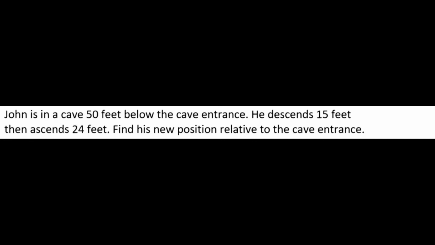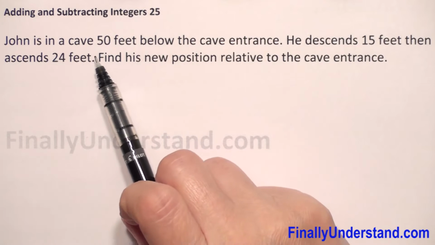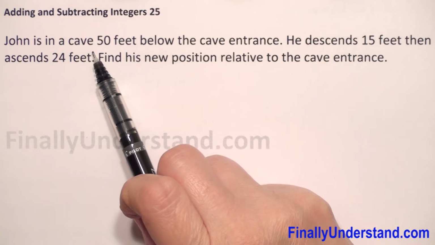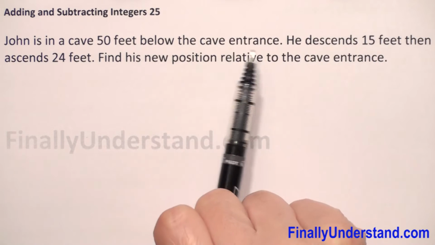John is in a cave 50 feet below the cave entrance. He descends 15 feet, then ascends 24 feet. Find his new position relative to the cave entrance. So first, we have given that he is in a cave 50 feet below the cave entrance.